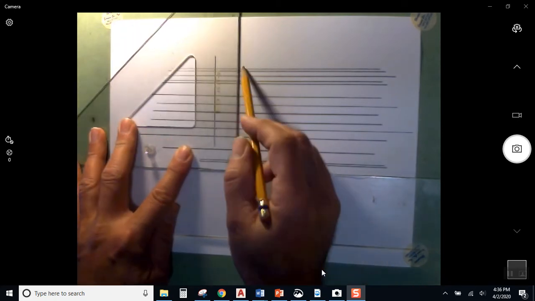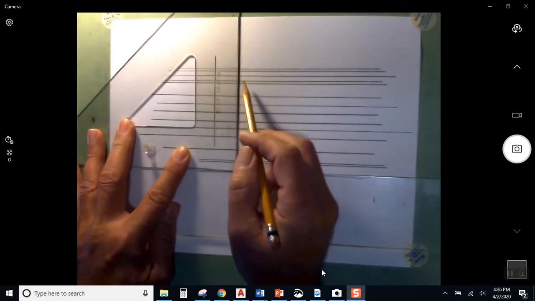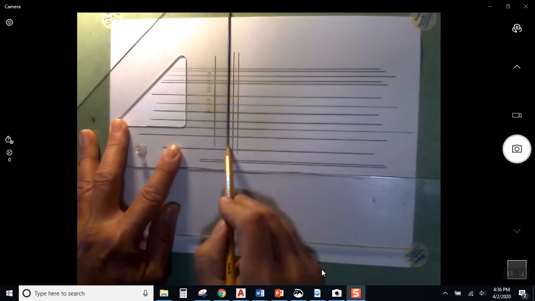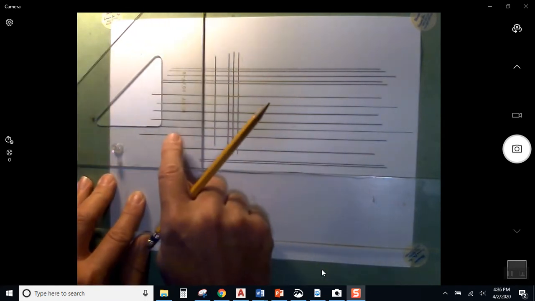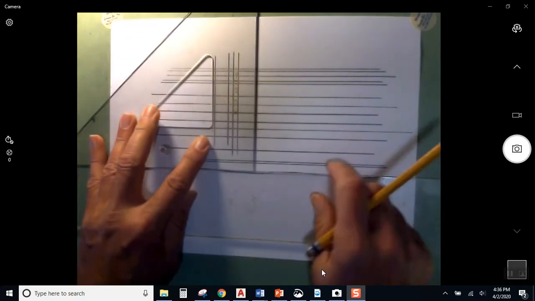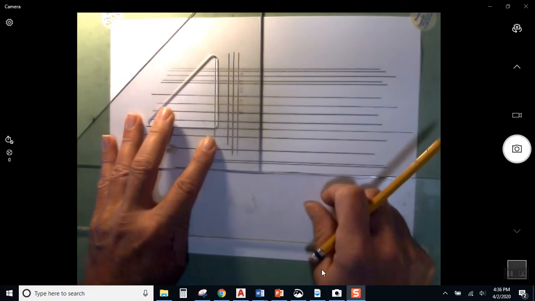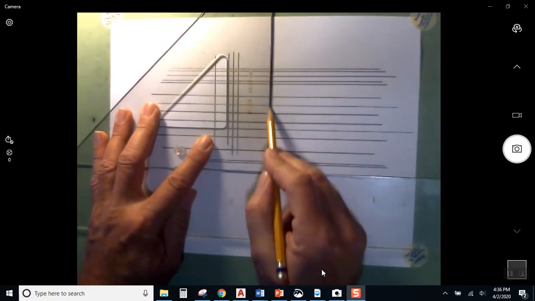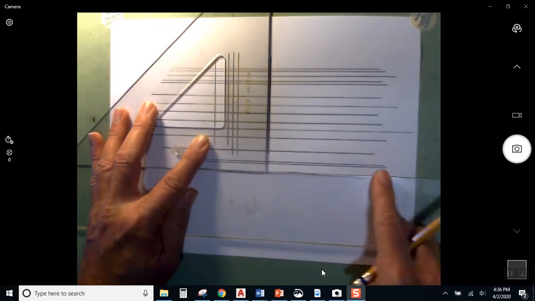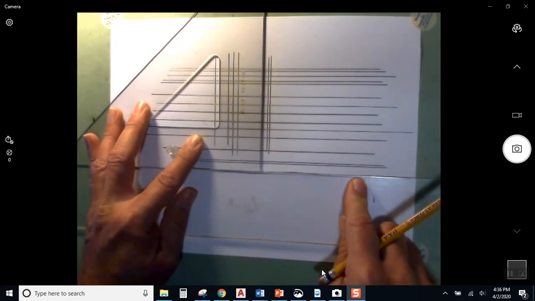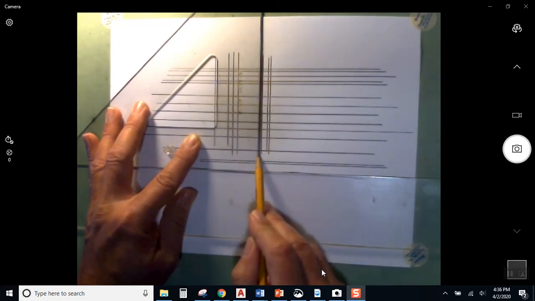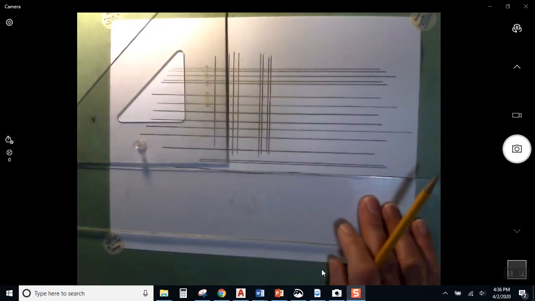Alright, so lines that are vertical need to be parallel to each other, and they will be as long as the triangle is riding on top of the T-square. Because this is horizontal and this is 90 degrees to it, these lines will always also be parallel. Because if that is horizontal and we work off of it, we'll never get lines that are converging.